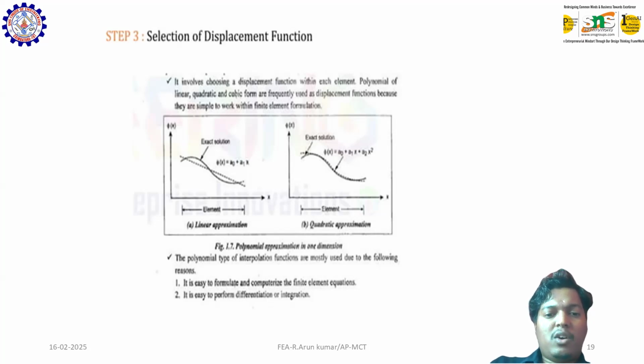So phi of x is equal to a0 plus a1x for linear. For quadratic, it is a0 plus a1x plus a2x squared. Here there is a polynomial quadratic equation in terms of power, but in the linear there is no higher power, only the constant and x to the power 1. These polynomial types can be used for interpolation of the functions for the following reasons. One is easy formulation in computing the finite element equations, and it is easy to perform differentiation or integration. These are the selections of the displacement function.